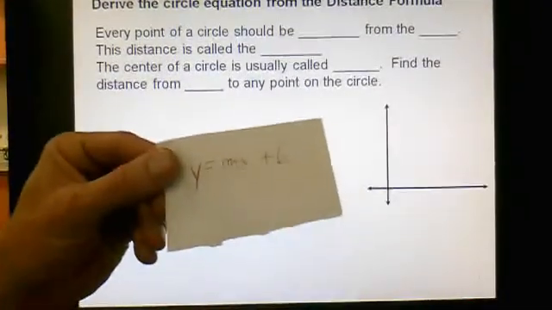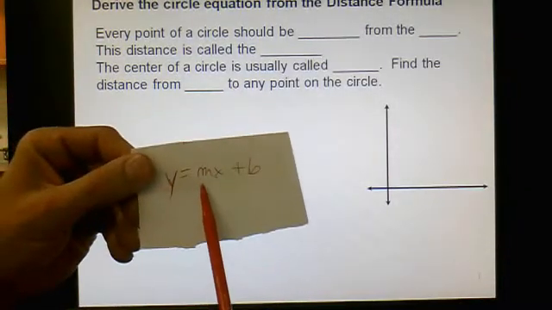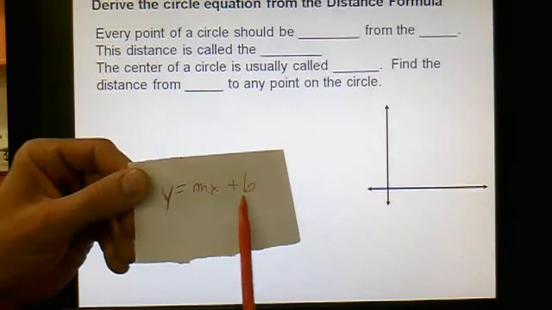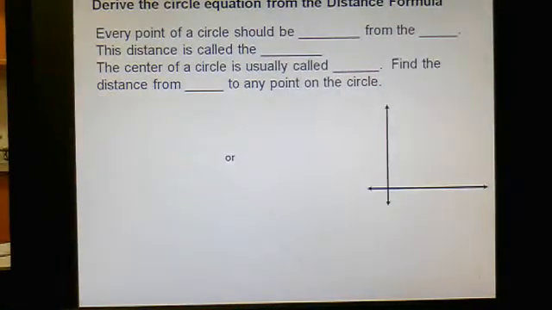Something equivalent to y equals mx plus b. You can graph any line. From algebra 1, you can graph any line if you have the y-intercept and you have the slope. Well, you can also graph any circle with 2 pieces of information.